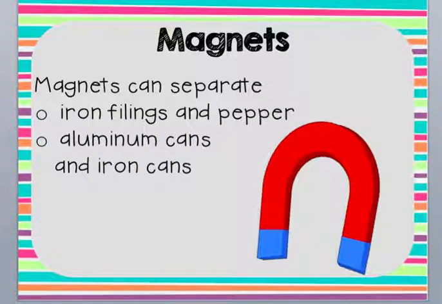Magnets can separate things like iron filings from pepper. It can separate aluminum cans from iron cans, excuse me, from a mixture of other things. So if we put a magnet up, it would pick up the iron can away from the aluminum cans. You could also do this with nails if you happen to spill a bunch of nails and you wanted to make sure that you only picked up the iron ones and put them into the right container.